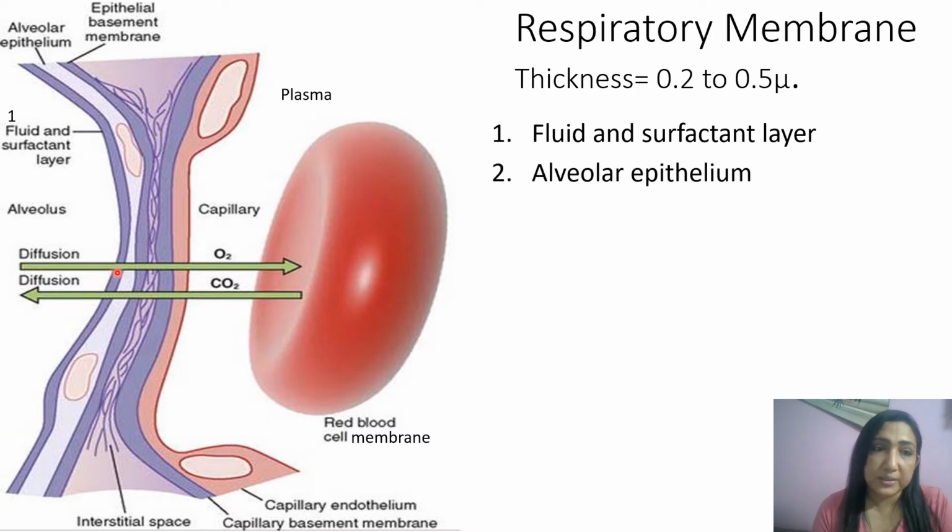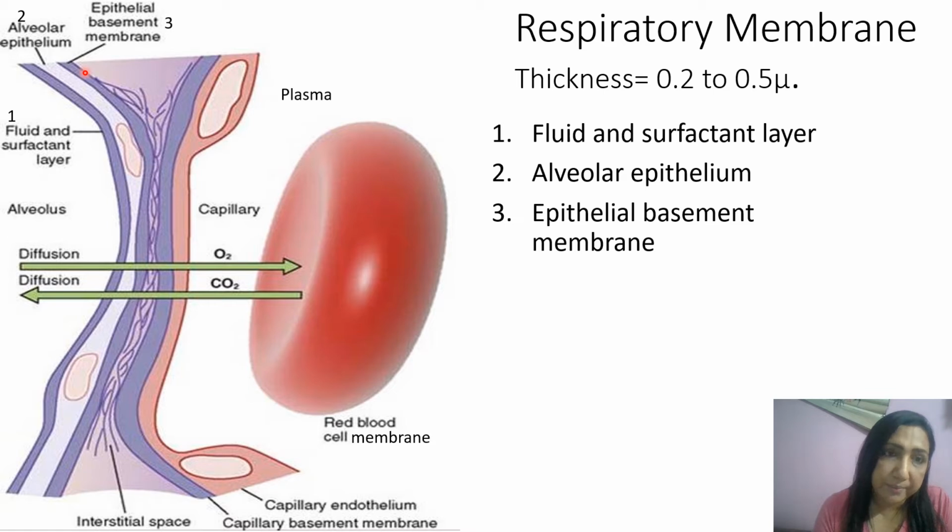The next one is the alveolar epithelium. This is the alveolar epithelium, which is mainly the type 1 pneumocyte. Type 2 pneumocyte doesn't come into this function. It only helps in the secretion of surfactant. And the next, number 3, is the epithelial basement membrane.